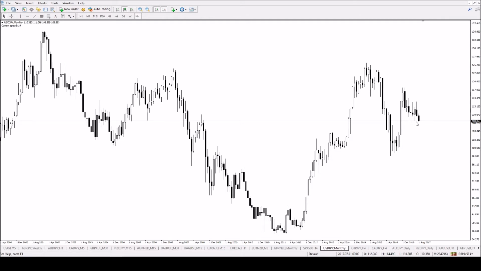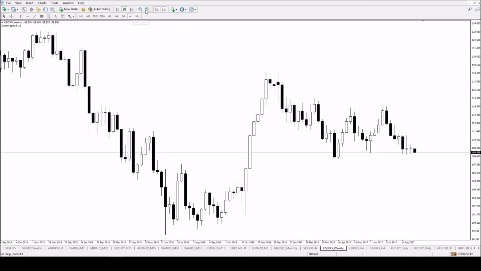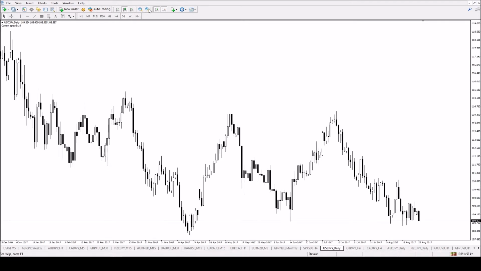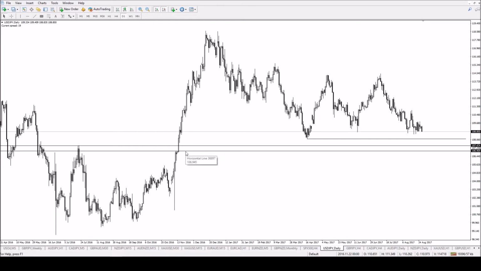108.80. So we took that up previously, and my targets for this, let's go on to the daily. This low comes in at around 108.12, so that would be the next target. Call it 108.10. Then this high here, which comes in around 107.50, and then the 107 level here. I've spoken about this before: 108.10, 107.50, 107. And I think it's going to go a lot lower, but these are just short-term targets.